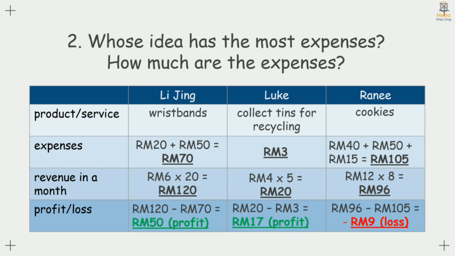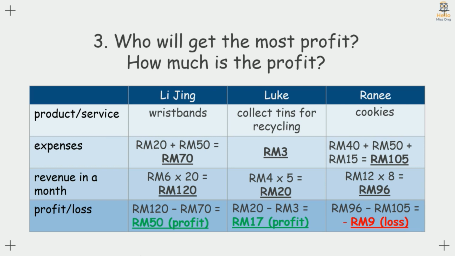2. Whose idea has the most expenses? How much are the expenses? Let's look at the rule for expenses. Who has the highest expenses? Yes, Rani. Her expenses are the highest, which is 105 ringgit.